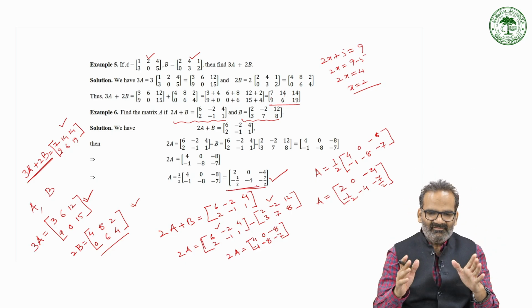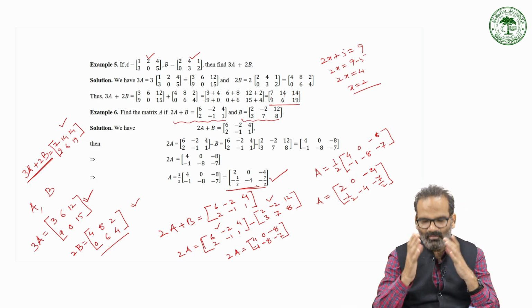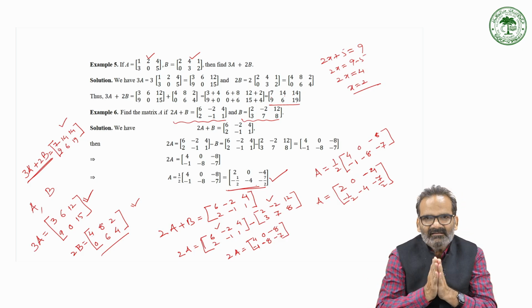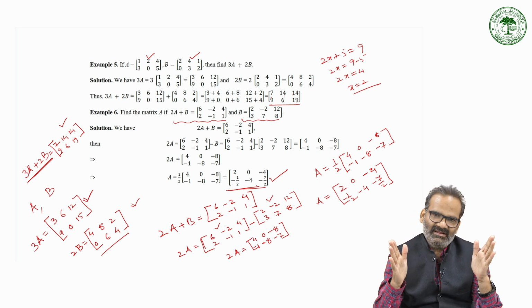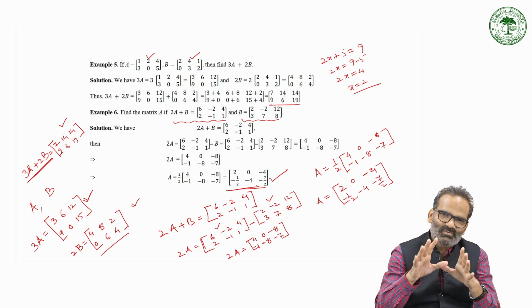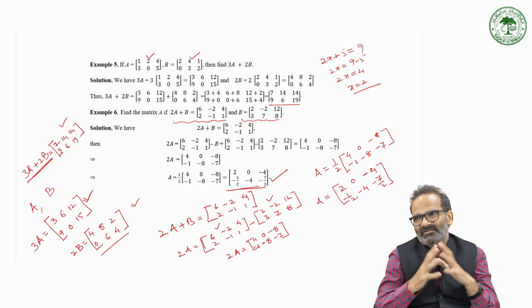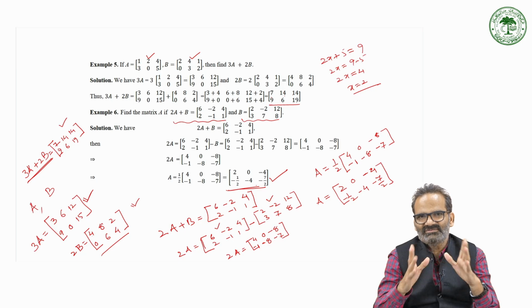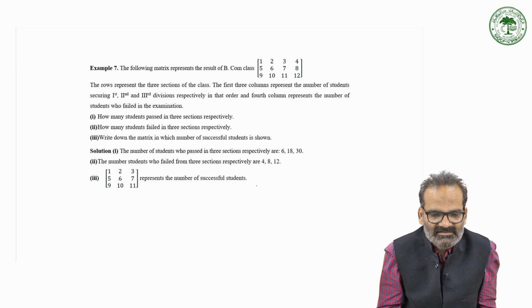So by having these two examples, I hope you understand how the concept of addition and scalar multiplication runs very much parallel to each other. In these two questions, we have used both the operations, addition, subtraction and scalar multiplication. All the three operations we have already used in these two examples, right? Let us have another example.